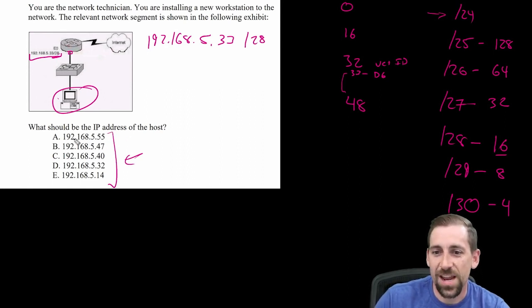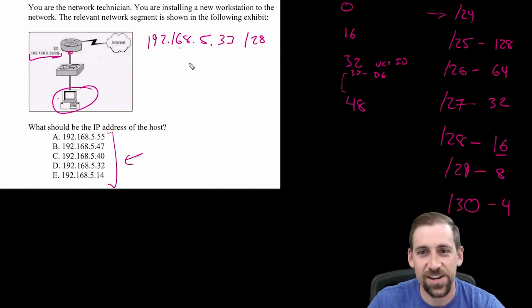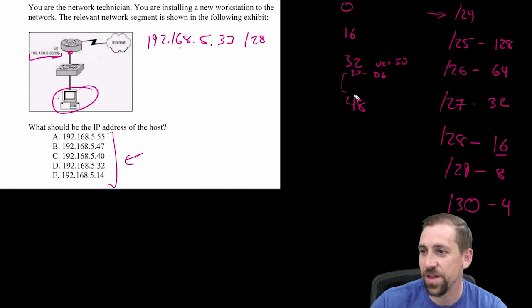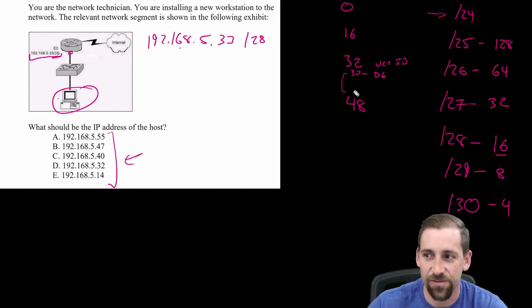192.168.5, right, with a /28, that means that the first 3 octets are never going to change. That's what that definition means for us. So I actually don't have to worry about the first 3 octets in any of this stuff. All I have to do is worry about the last octet. So the 55 host does not exist between 32 and 48. 47 really is the last address in the space. It's not usable, but it is the last address in the space.